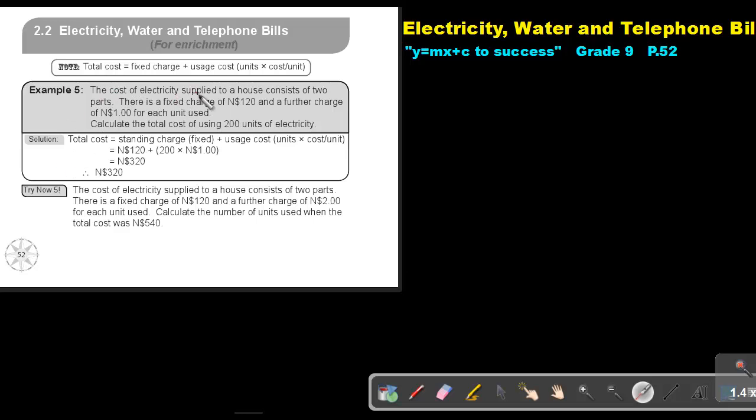The cost of electricity supplied to a house consists of two parts. There is a fixed charge of 120 and a further charge of $1 for each unit used. Calculate the total cost of using 200 units of electricity. So the total cost is the fixed charge or the standing charge plus the usage cost, what I explained there. So it's 200 units that they use, multiplied by the $1, and if I add it up, I will come to an answer of 320 Namibian dollars.